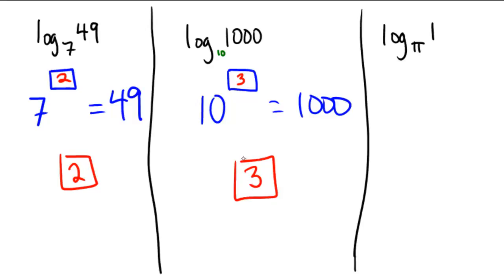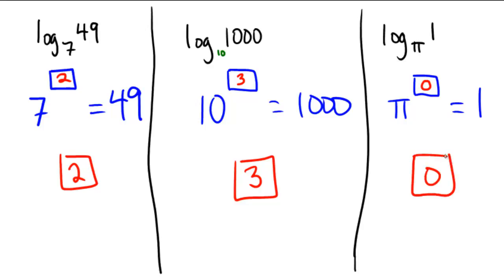And finally, the slightly challenging one, what exponent can you put on pi that's going to give you the number 1? Did you land on the answer of 0? Because any number that's non-zero raised to the power of 0 is going to yield 1. So the answer to the last one here is 0.